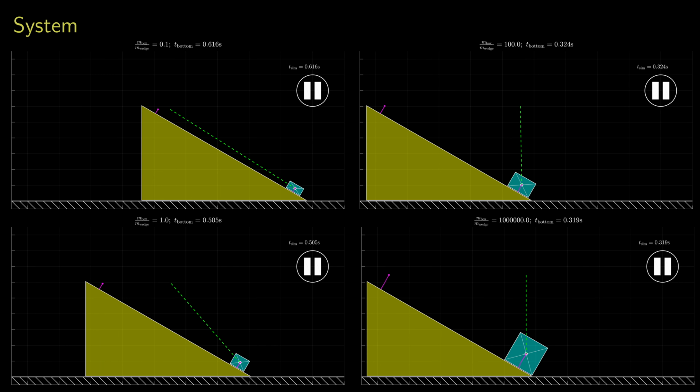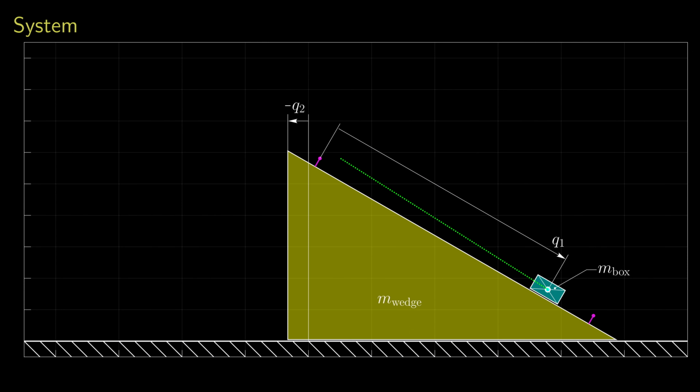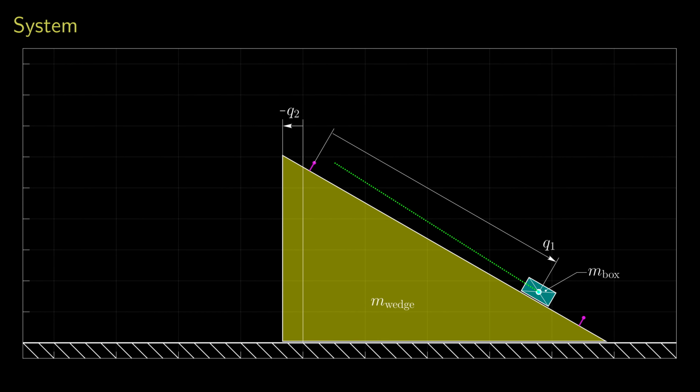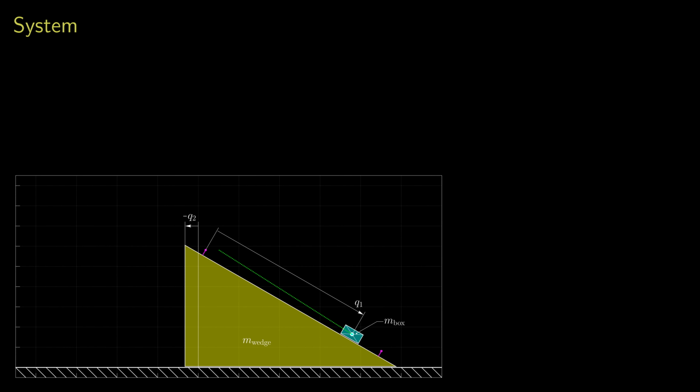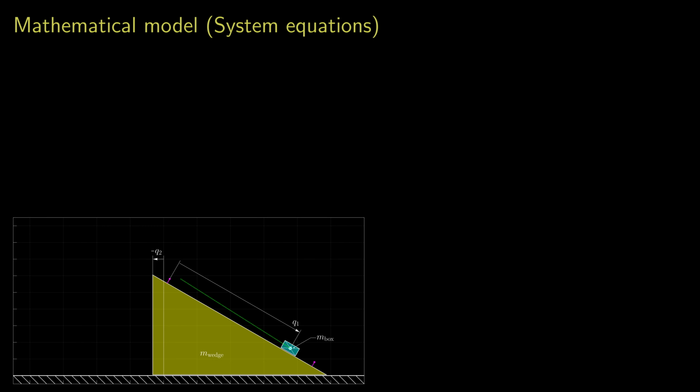Since the box is bound to the wedge and it cannot lift off, you can use the two variables highlighted on screen to describe the position. If you are interested in the absolute x and y position of the box, you can calculate it with the help of Q1 and Q2 and the angle of the wedge. I will go into a bit more detail why something like this is beneficial in the video where I cover Lagrange's principle.